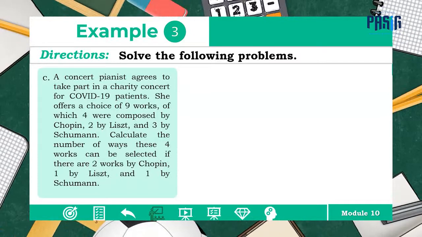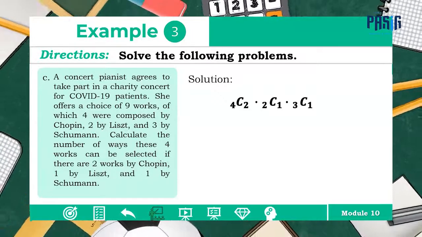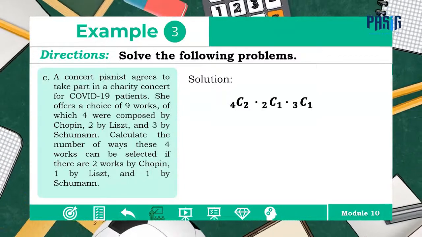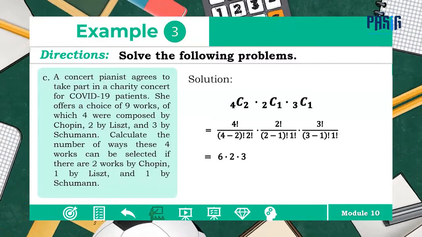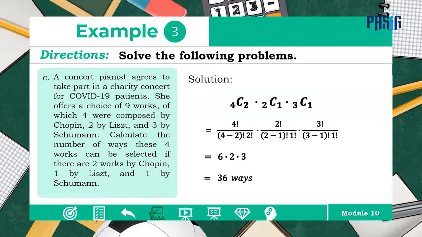In combination notation, the problem can be expressed as this. By combination formula, evaluate, then simplify. The final answer is 36.